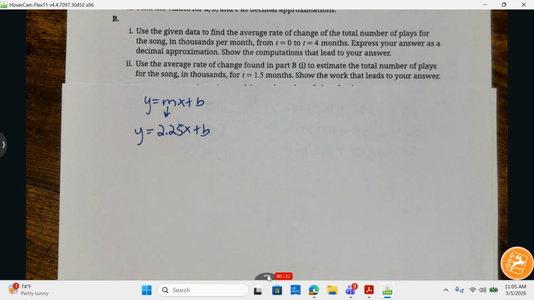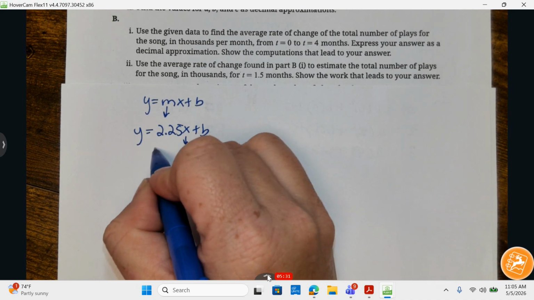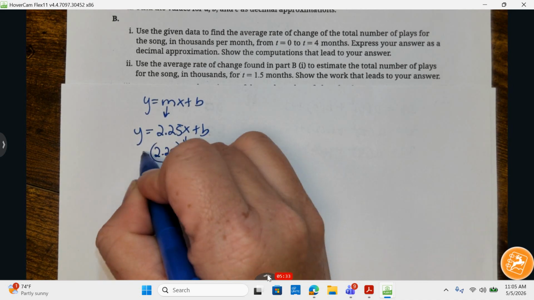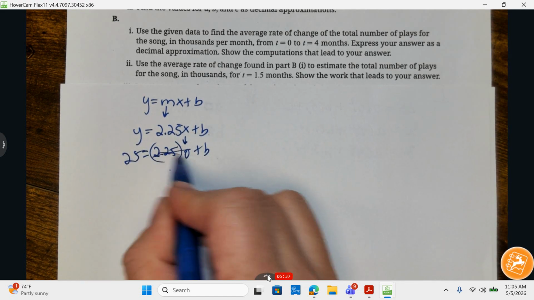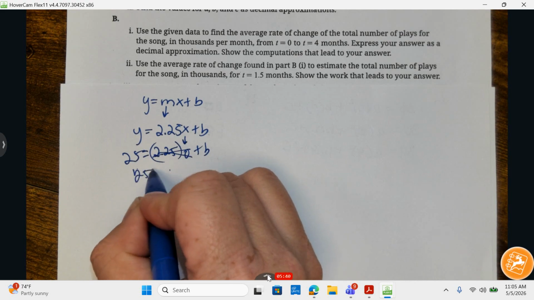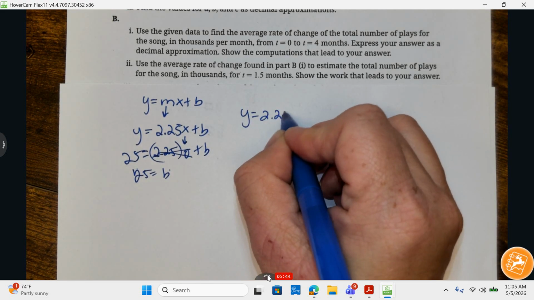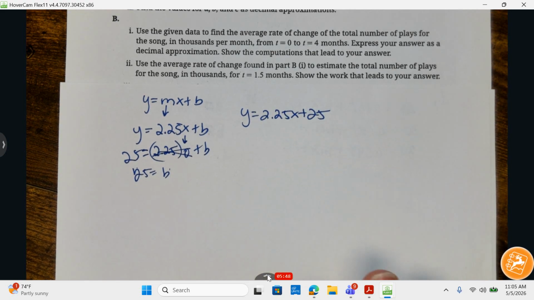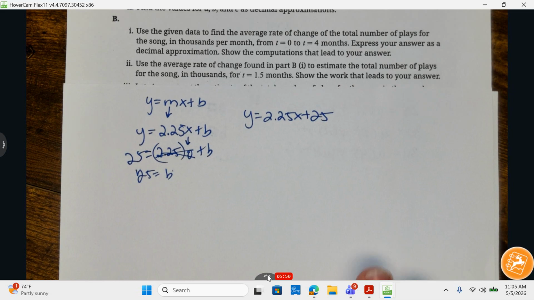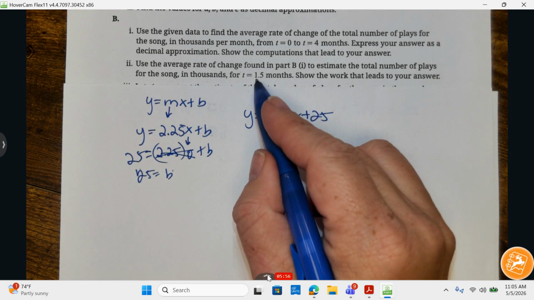But what I know is that the easiest to use is whenever you're given x equals 0. It makes it really easy, because 0 times 2.25 is 0. That means 25 equals b. And now I have this equation, y equals 2.25x plus 25. Okay, what do they want us to do with this? They want us to use this equation that was formed using the rate of change from the original section, and they want us to test it at 1.5.